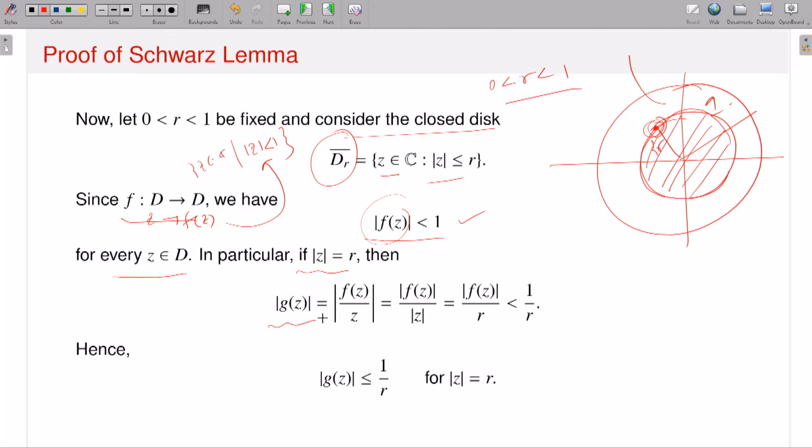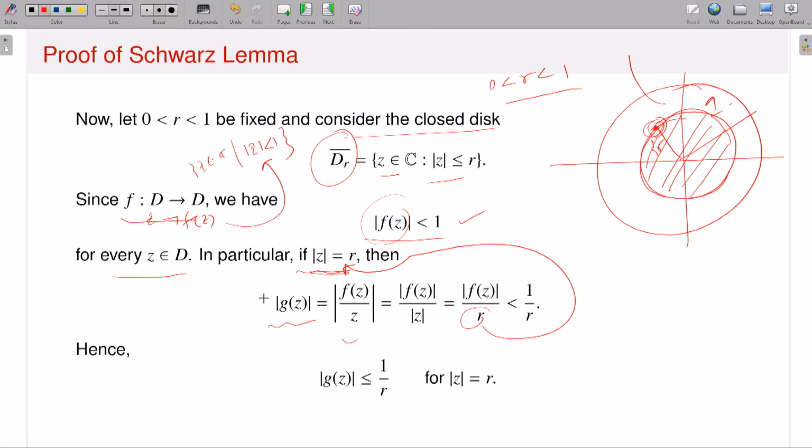So therefore if I take the estimate modulus of g of z where mod z is r, that means g of z, how I define it, f z by z if z is non-zero, because mod z is r, so therefore z is non-zero, so therefore this is f z by z, which is mod f z by mod z. That means which is mod f z by r, because I started with mod z equal to r.